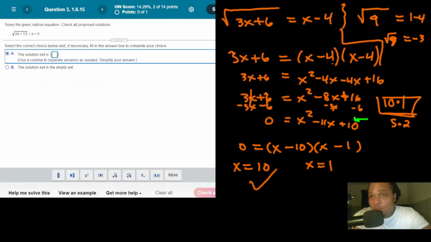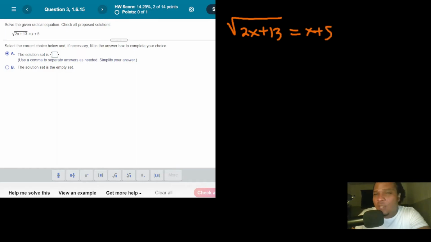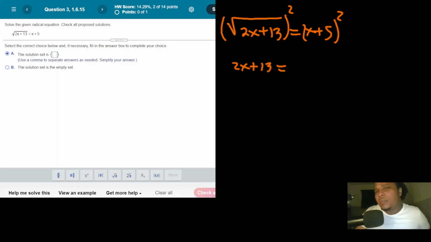Okay, very similar to the last question. We'll pick up the speed a little bit. We have the square root of 2x plus 13 is equal to x plus 5. Start off by squaring both sides. So you get 2x plus 13 equals, this is going to be x plus 5 times x plus 5.